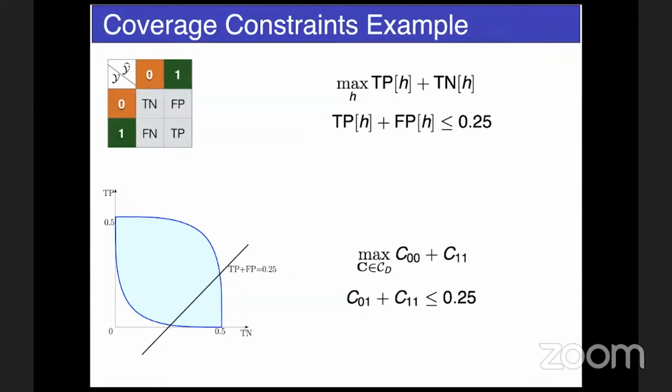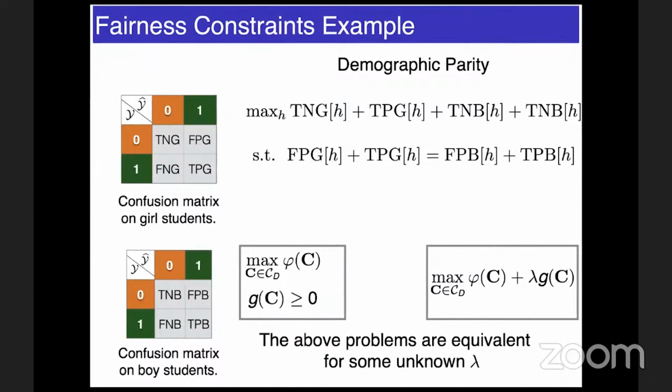So let's have a slightly more complicated example where, let's say you want to say that the total fraction of girl students admitted must match the total fraction of boy students admitted. So let's say you have that constraint. Once again, the goal is to maximize accuracy, subject to satisfying these constraints. So what is the accuracy? In this case, you have two confusion matrices. You have a confusion matrix on girl students and a confusion matrix on boy students.